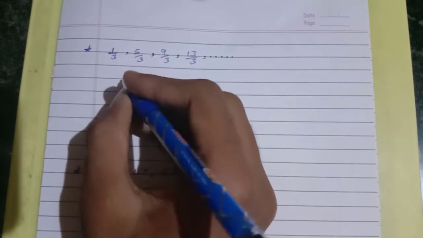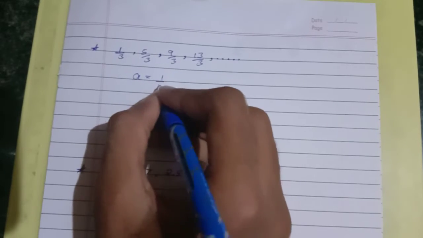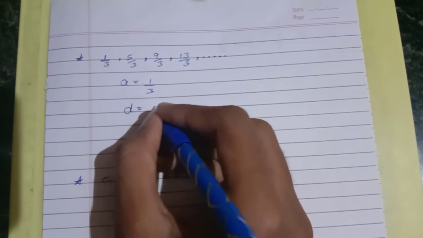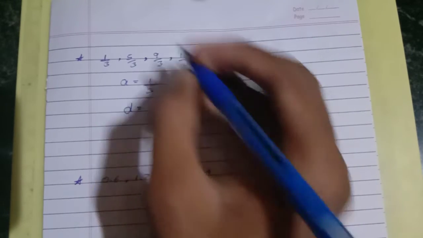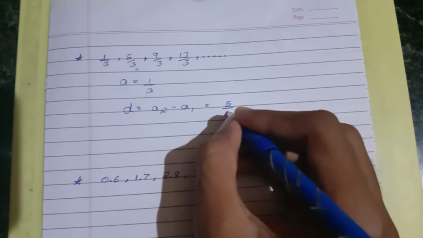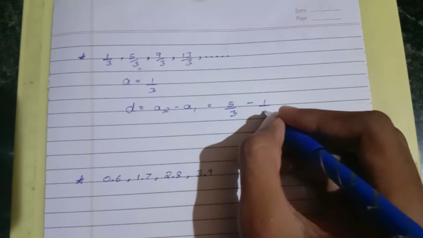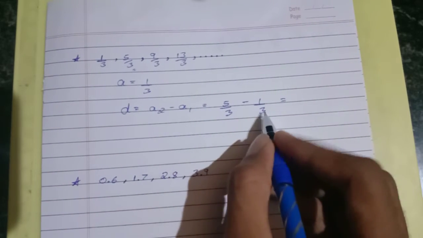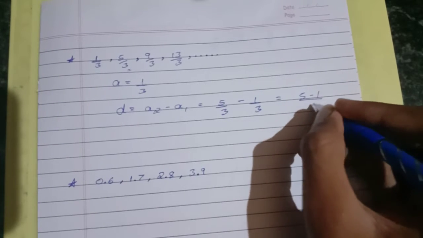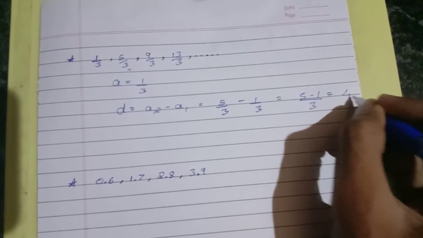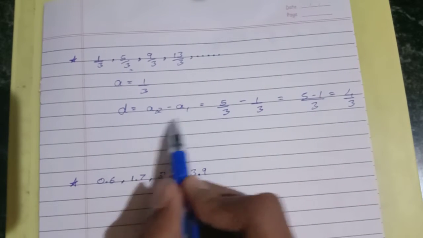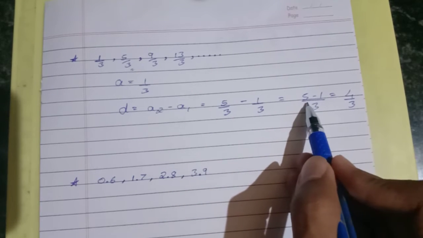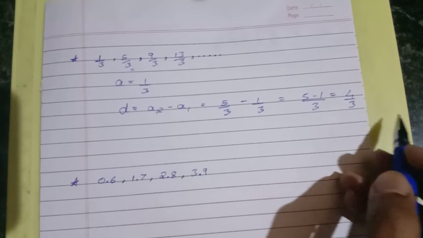Here A, the first term, is equal to 1 by 3. And now we should find D. D is equal to A2 minus A1. Here A2 is equal to 5 by 3 and A1 is equal to 1 by 3. The denominators are the same, 3 and 3. That's why we should take 5 minus 1 by 3. Here 5 minus 1 is equal to 4 by 3. D is equal to A2 minus A1, which is 5 by 3 minus 1 by 3, which is 5 minus 1 by 3, which is 4 by 3.